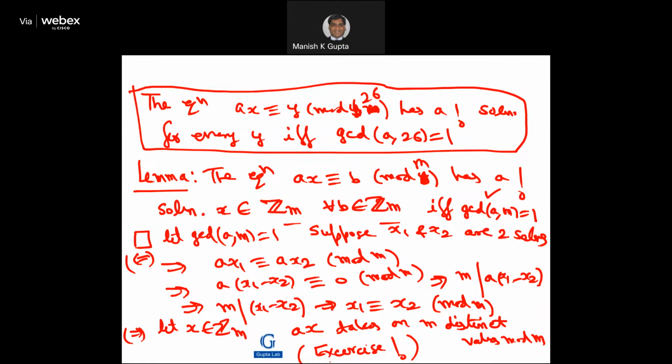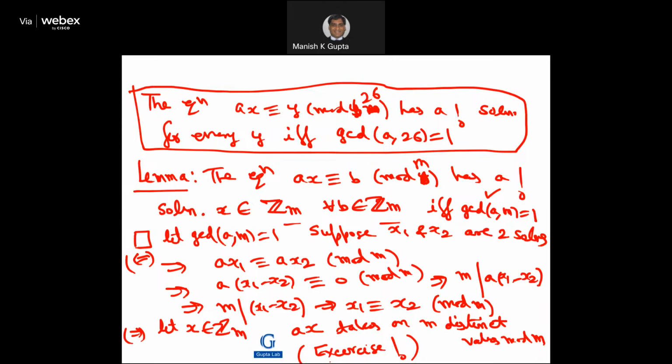Since this is an interesting fact, as a young mind, you can try a couple of things and observe it, and then see how we prove it. I'll just do one part. If GCD of A and M is 1, obviously this is a unique solution.